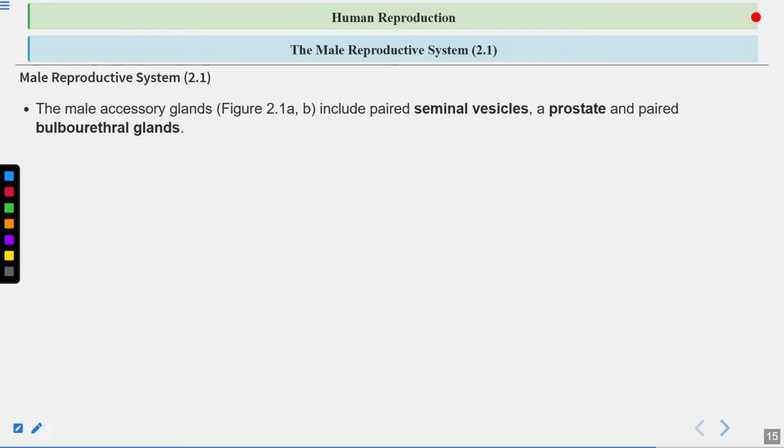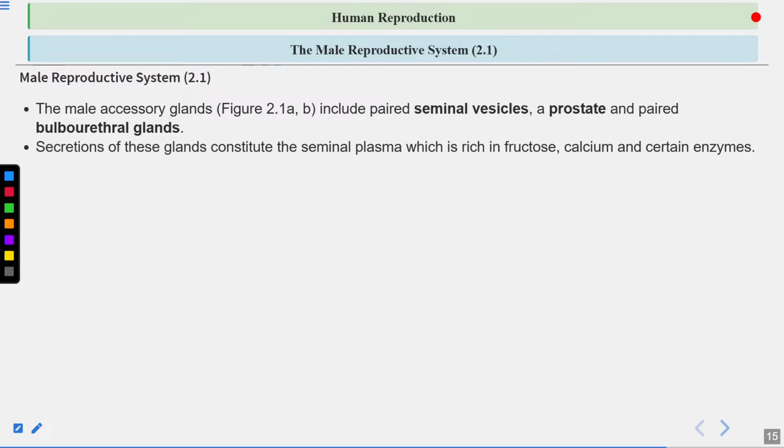Now, let's talk about the male accessory glands. These include paired seminal vesicles, a prostate, and paired bulbourethral glands. Paired bulbourethral glands means two bulbourethral glands are present. Secretions of these glands constitute the seminal plasma, which is rich in fructose, calcium, and certain enzymes. The seminal plasma is the major component of the semen. Again, a question can come from here: what is the constituent of seminal plasma? It is rich in fructose, calcium, and certain enzymes.